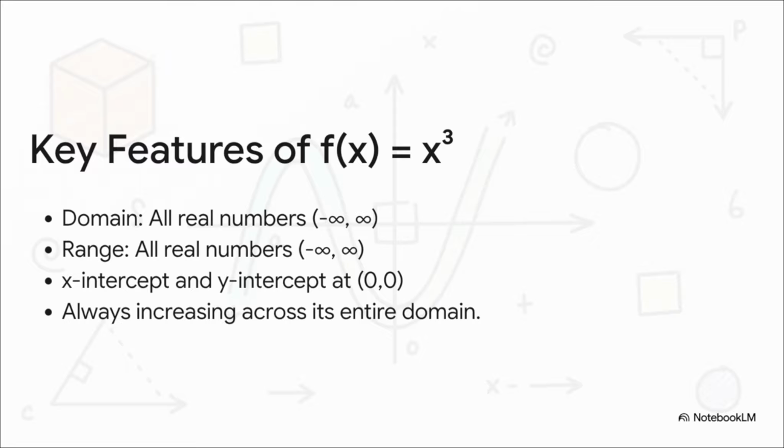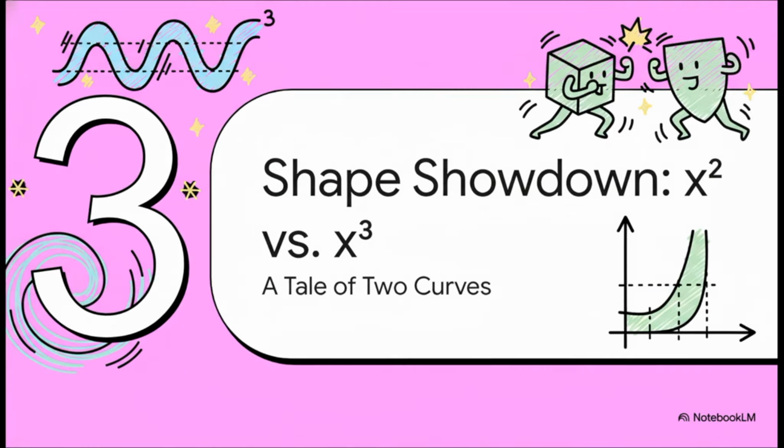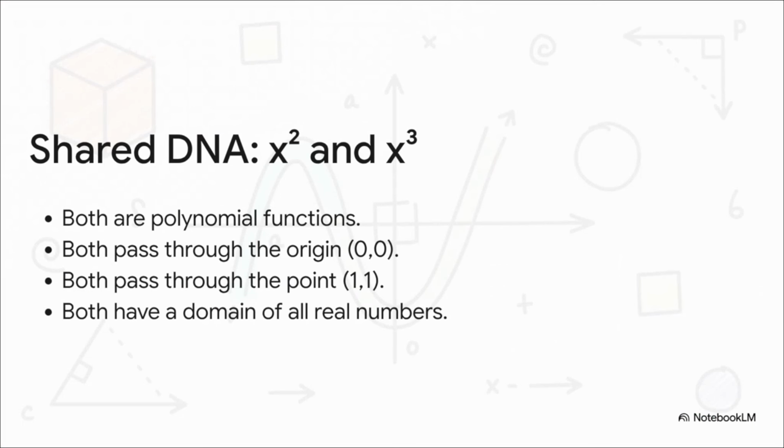It's always increasing. And now for the main event, a little shape showdown. We're putting our new cubic curve head-to-head with that familiar quadratic parabola. It's a tale of two curves. So let's start with what they have in common, their shared family DNA, if you will. Well, for starters, they're both polynomials. They both have a domain of all real numbers, and they both pass through two very important points, the origin at 0, 0, and the point 1, 1.